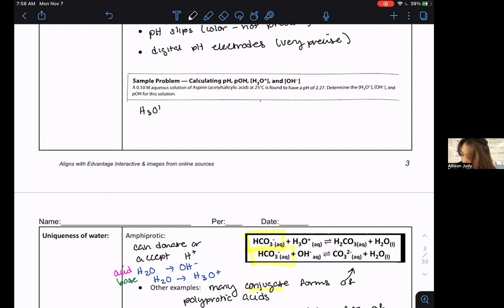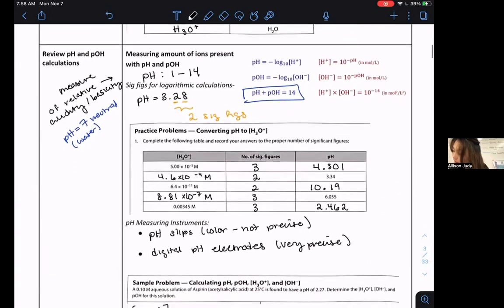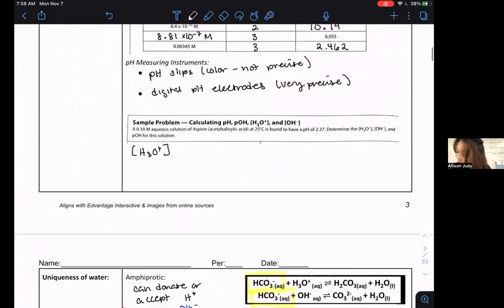So from pH, you can get H3O plus concentration. Using one of the manipulations revealed up here, H3O plus is equal to 10 raised to the negative pH. So I say 10 raised to the negative 2.27, and that is a 2 sig fig pH value. So that means I'm going to have a value of 5.4 when I plug into the calculator, times 10 to the negative 3 molarity.